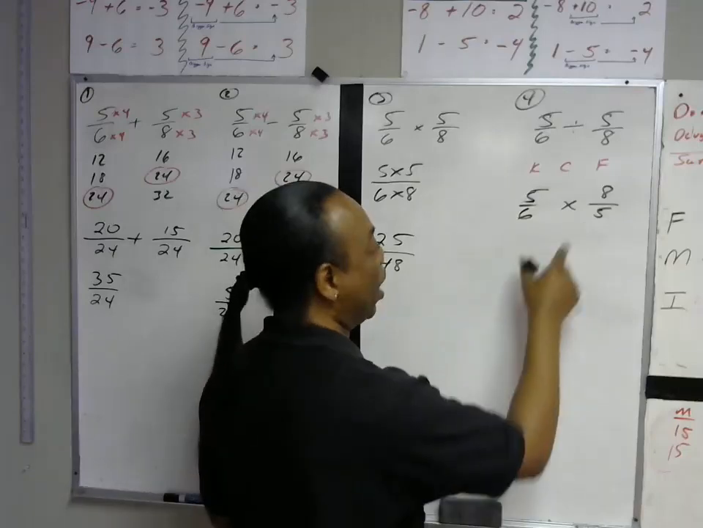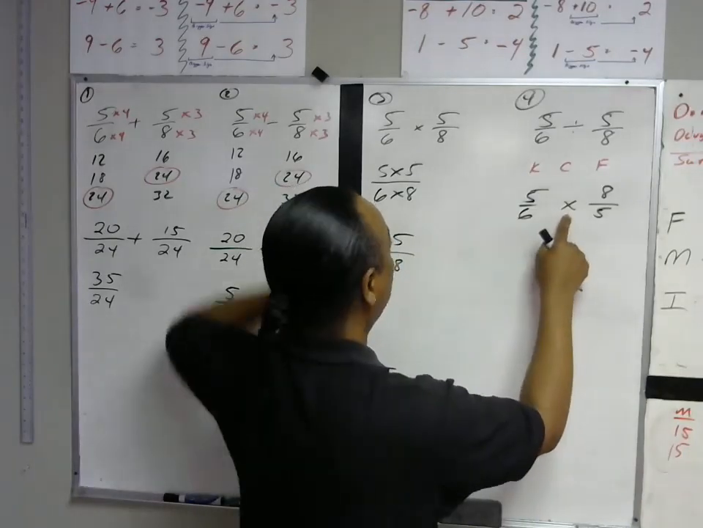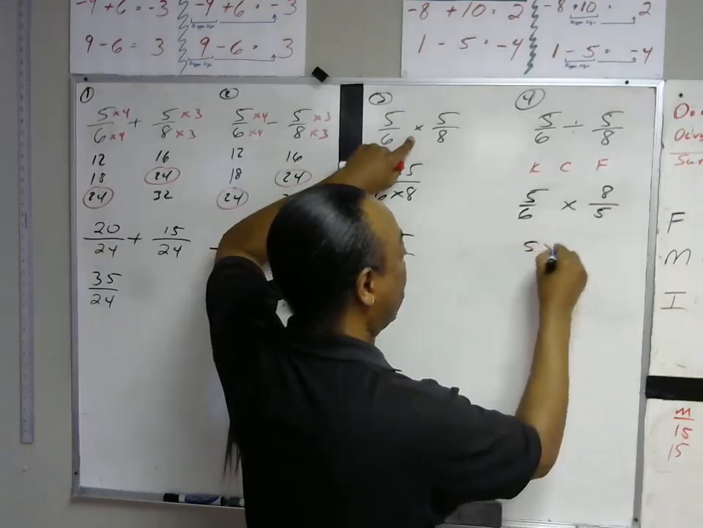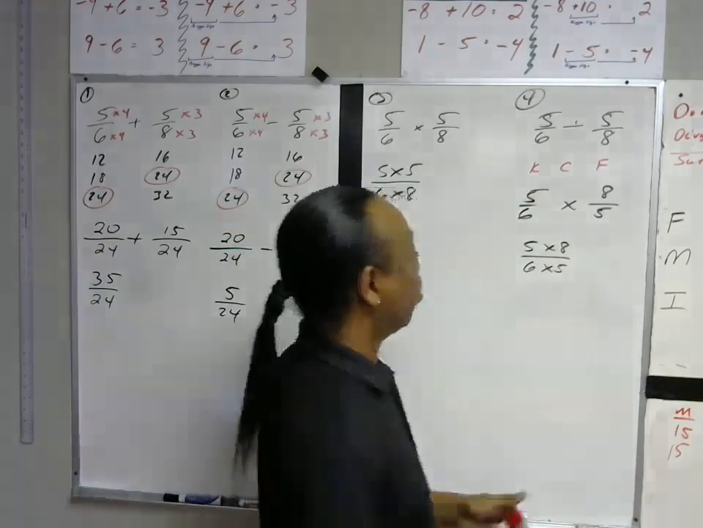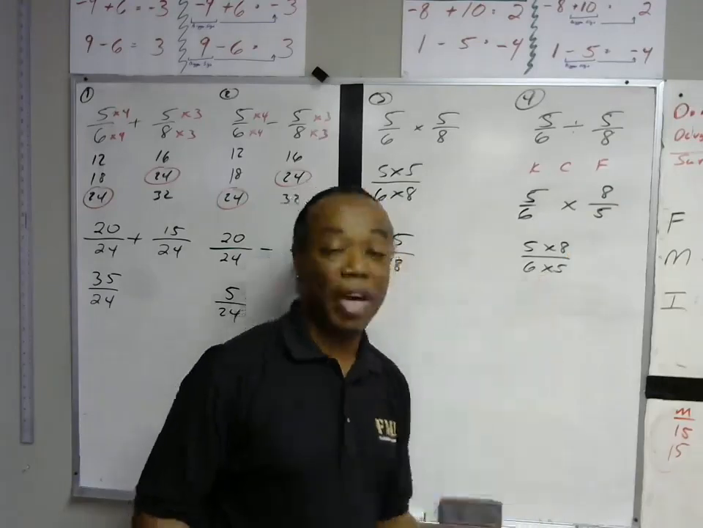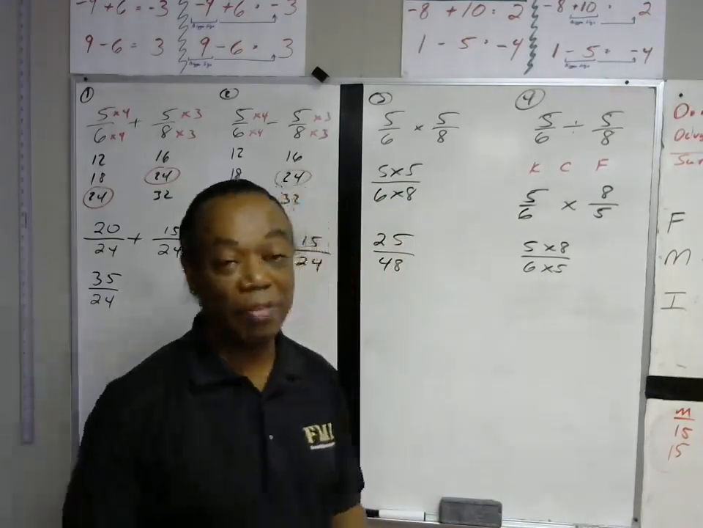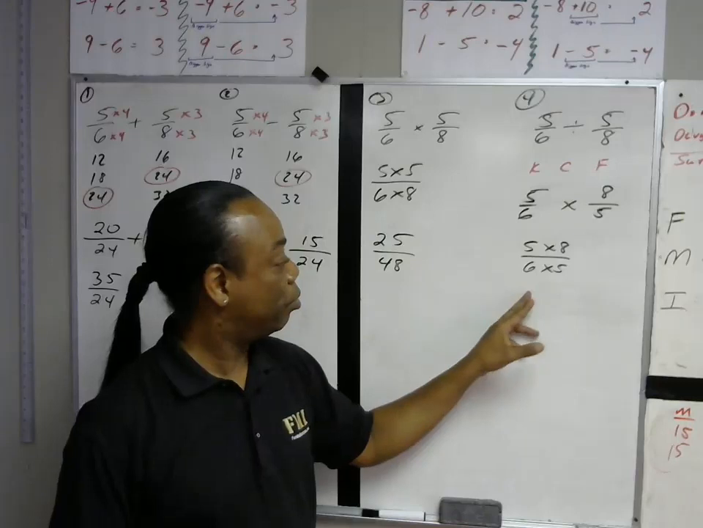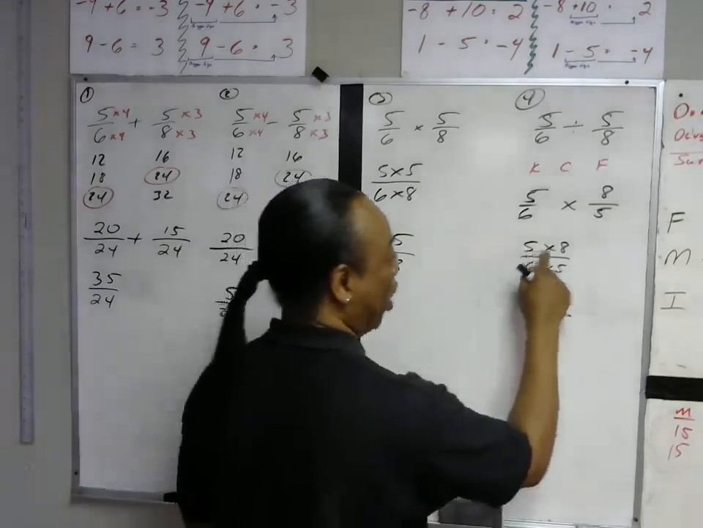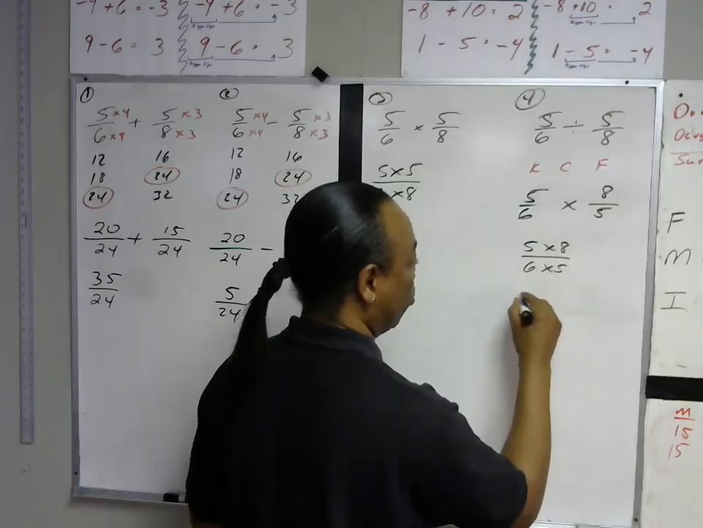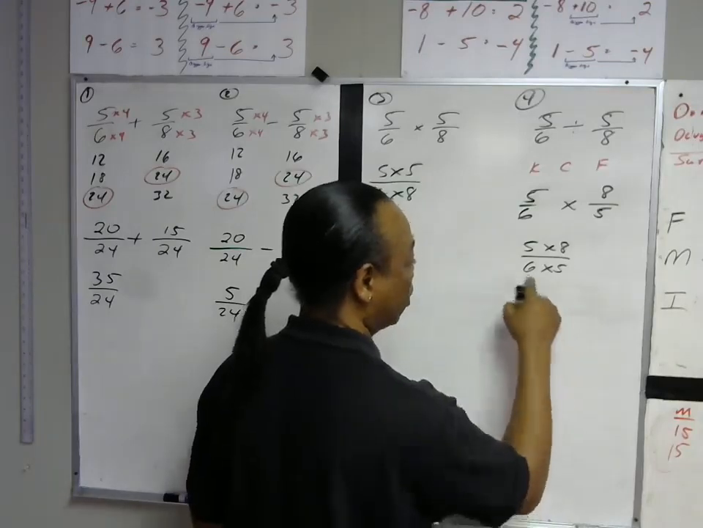Okay, and now we can put all this together since we're now multiplying. So 5 times 8 and 6 times 5. And I can already see that the 8 and 6 can be divided by 2. I will save that step down here. So what we'll have is we'll multiply first. 5 times 8 is 40. And 6 times 5 is 30.